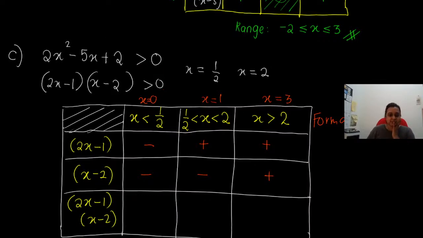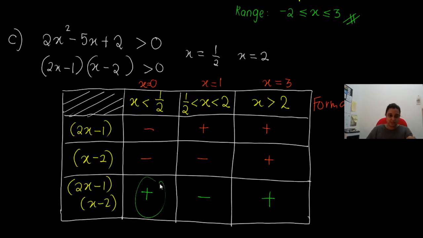Okay, wait first. Okay, so now positive, negative, negative will be positive. Positive, negative, negative, positive, positive, positive. So you always will get like this. Okay, always you see positive, negative, positive, always it will be like this every time.